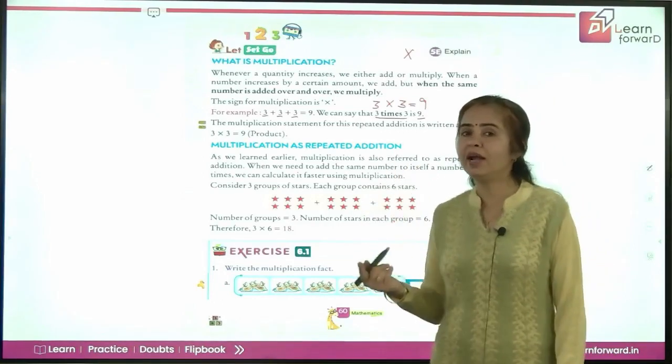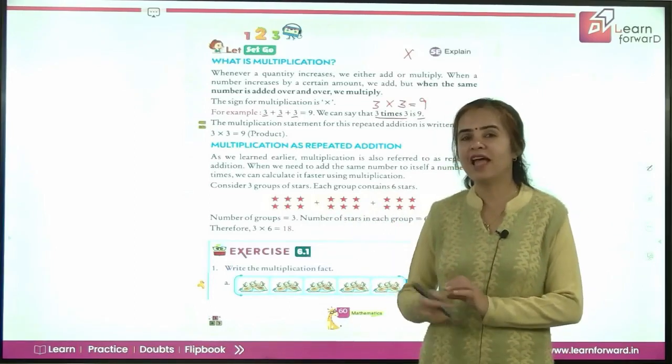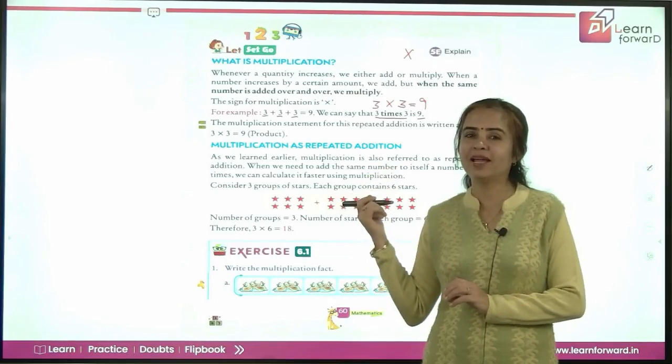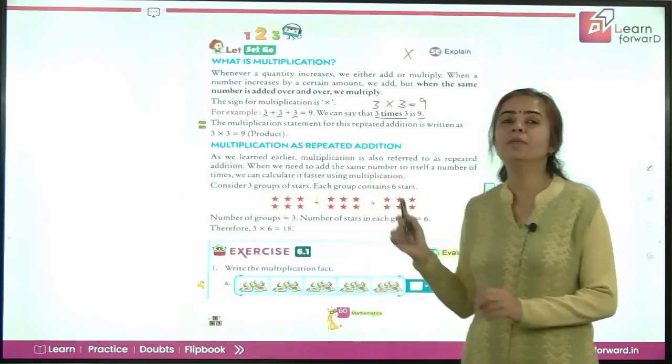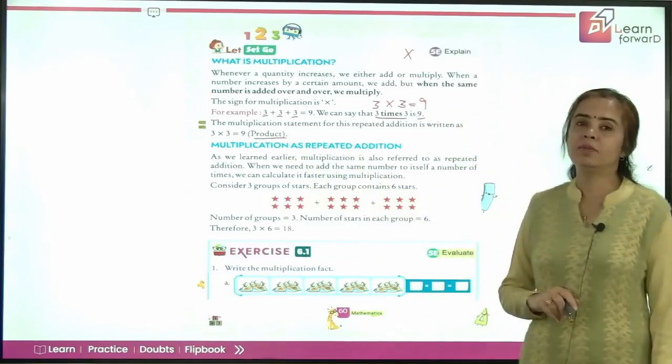So, when you add numbers, you get the sum. When you subtract numbers, you get the difference. And when you multiply, what do you get? Yes, you get the product, children. So this is another new term you will be remembering.